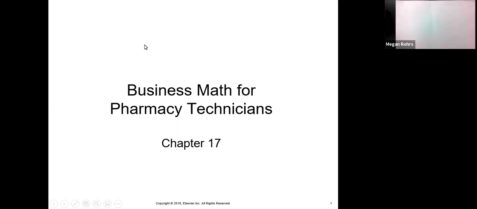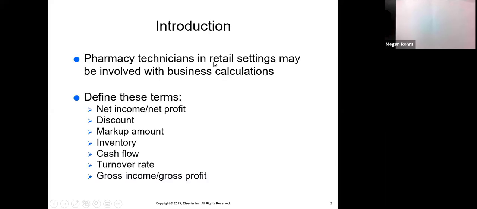Especially in some smaller pharmacies, like independent pharmacies, you may have to take on some of these calculations for the business in addition to your normal technician duties. But just overall, it's really important to understand these concepts to know how pharmacies make money and the ins and outs of the business side of the pharmacy as well.